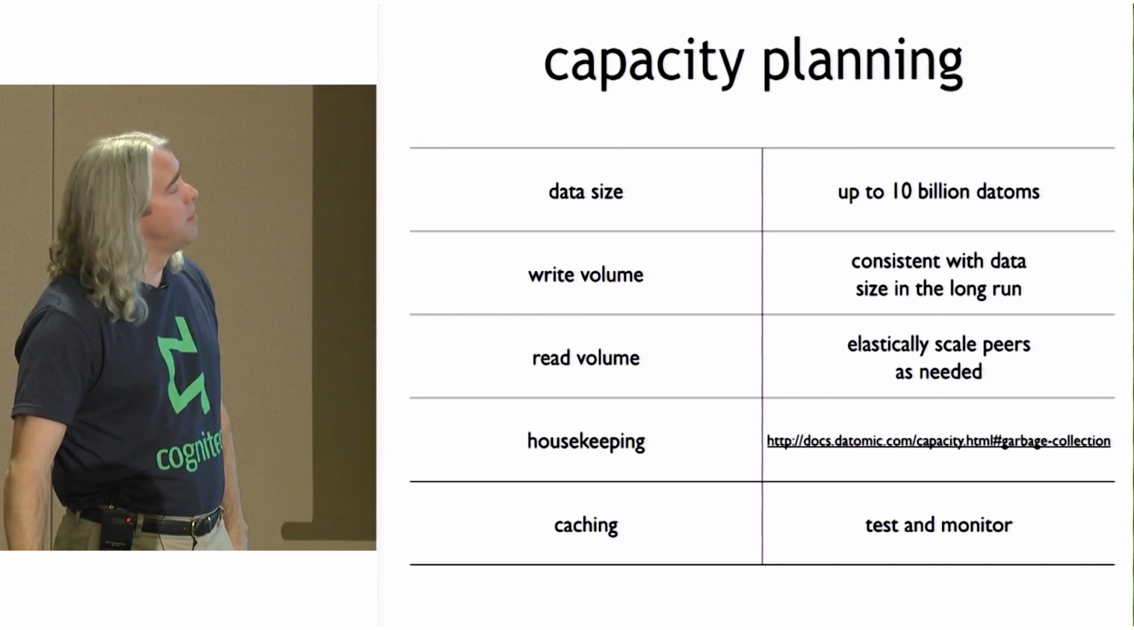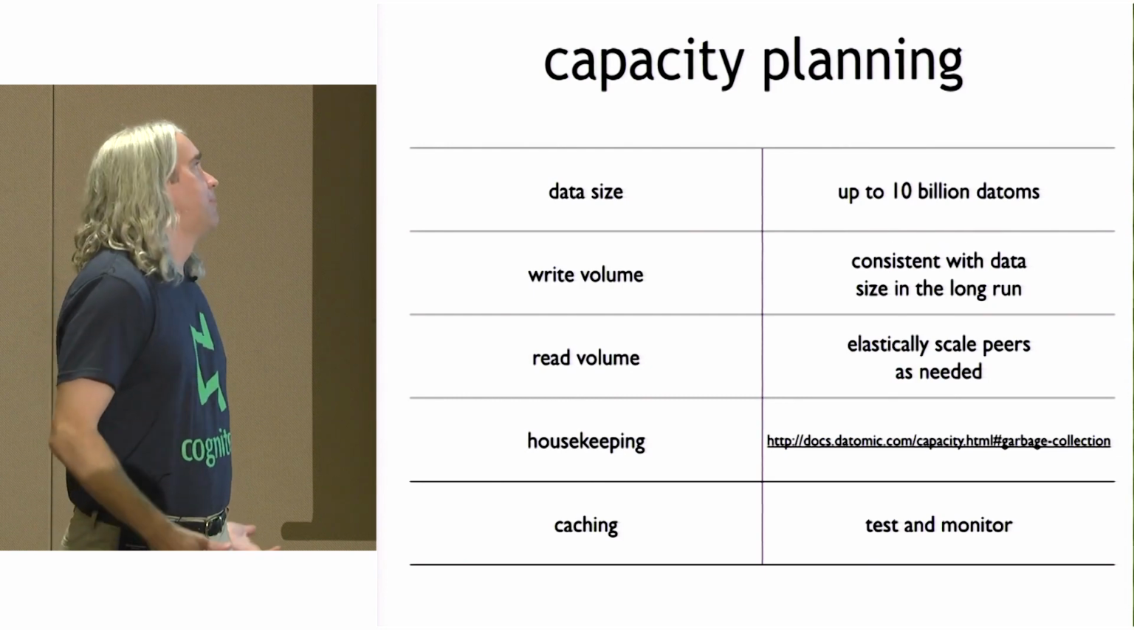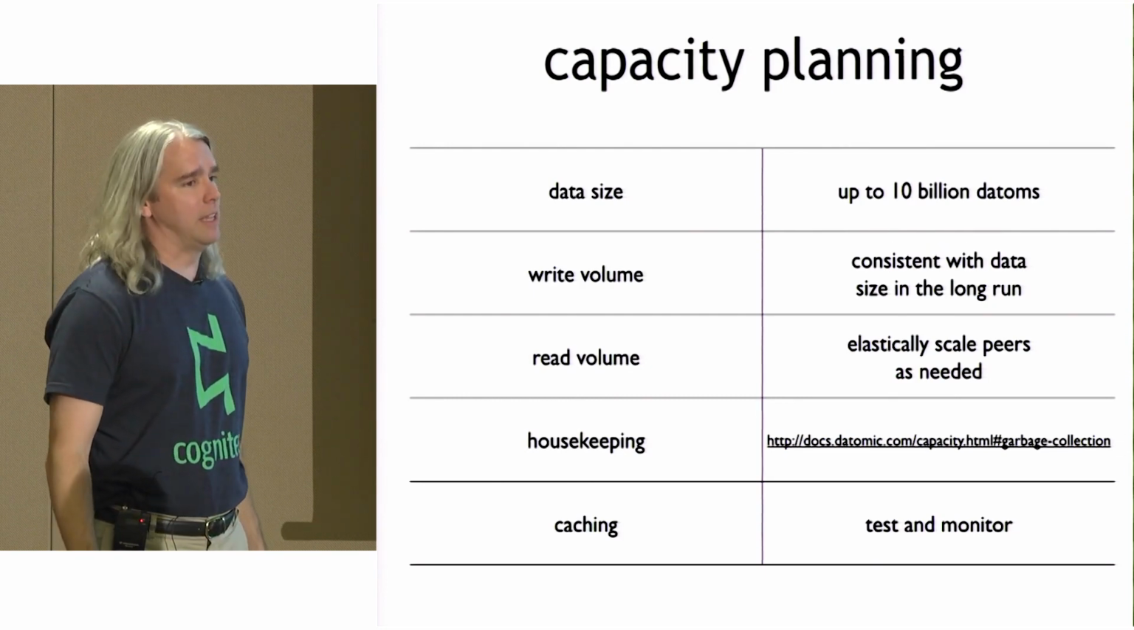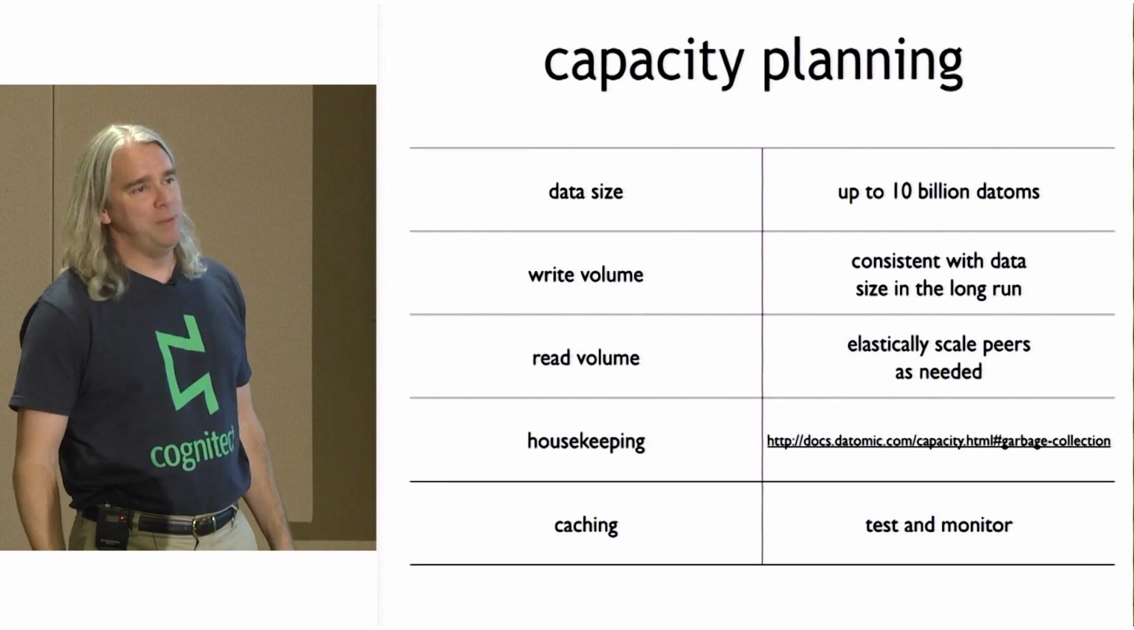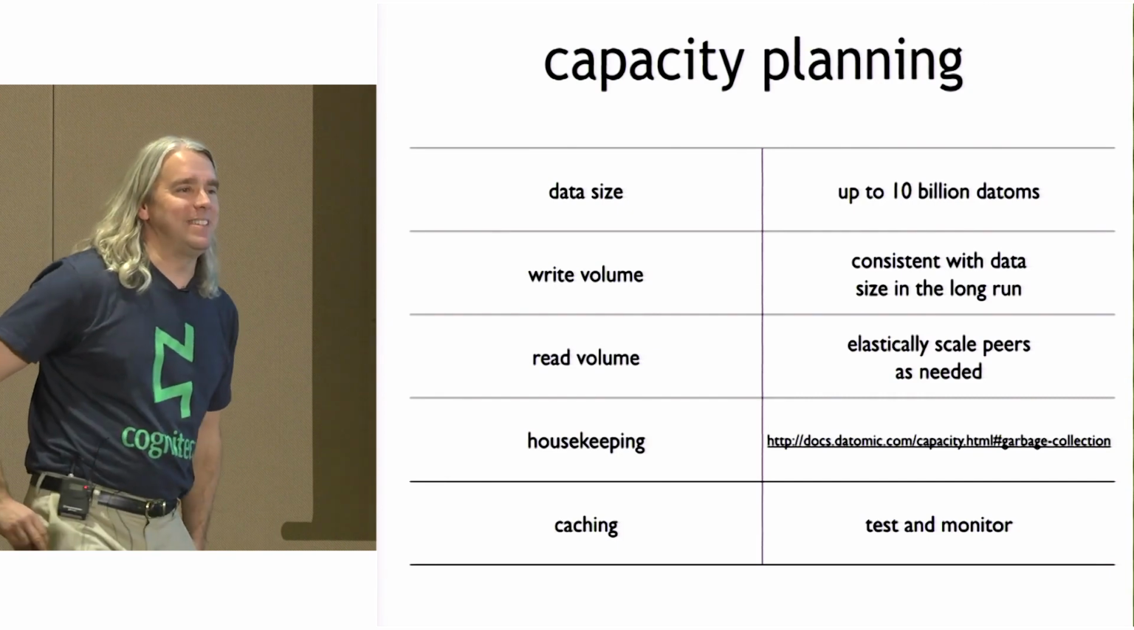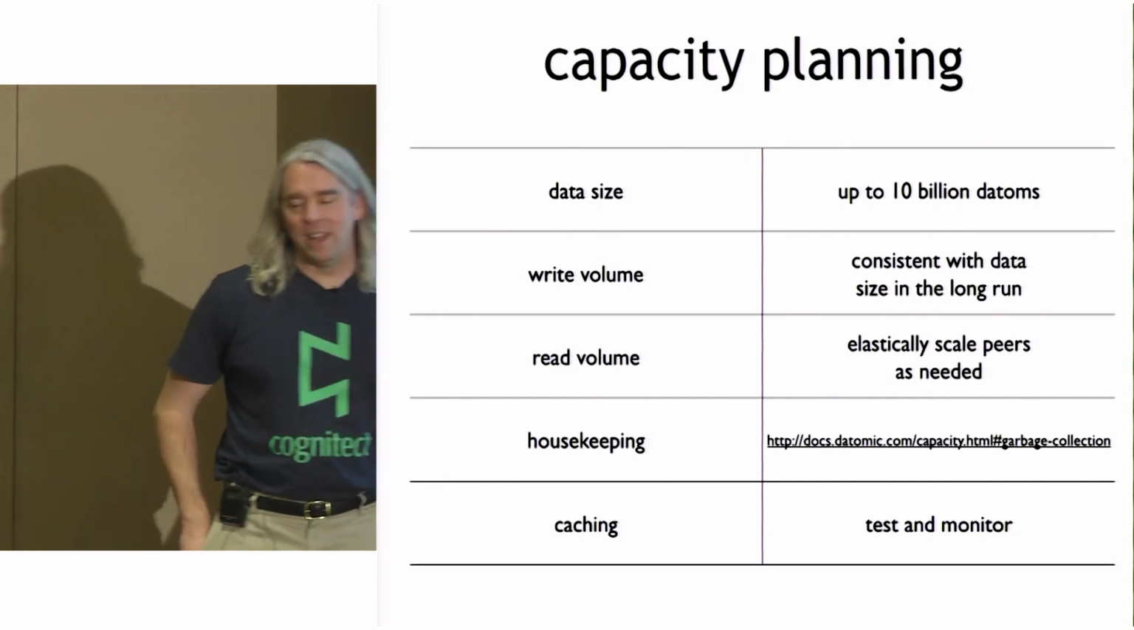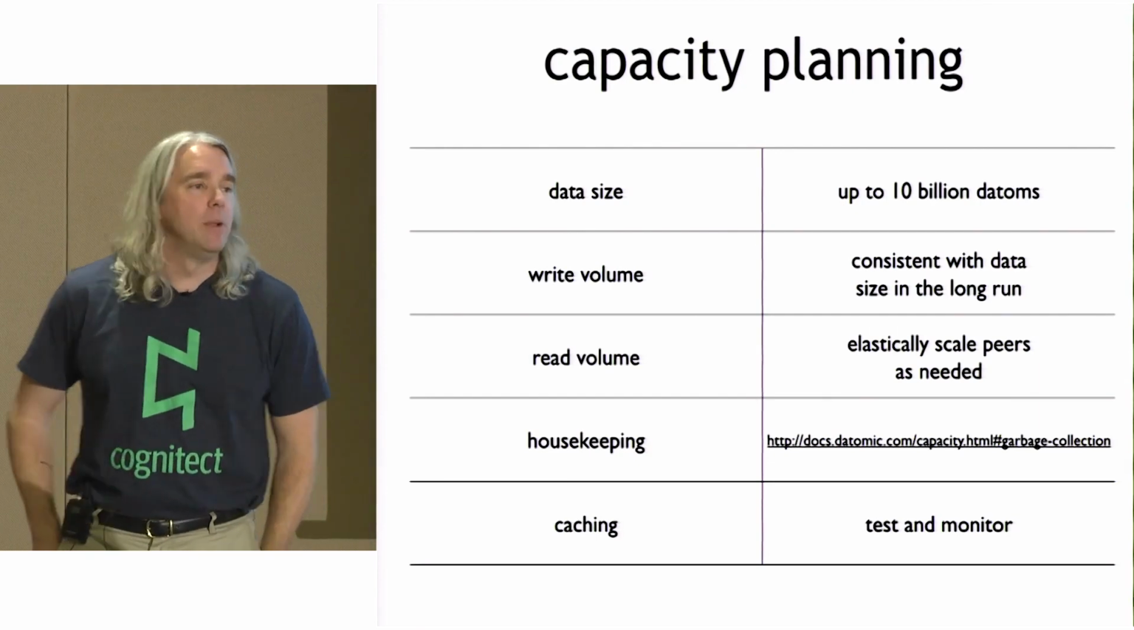Is there a lower limit on the data size? I think that anything less than 2 datums would be unwise to store in Datomic, because if you have only 1 datum, you don't have very much interesting data. No, there's not really a lower limit.